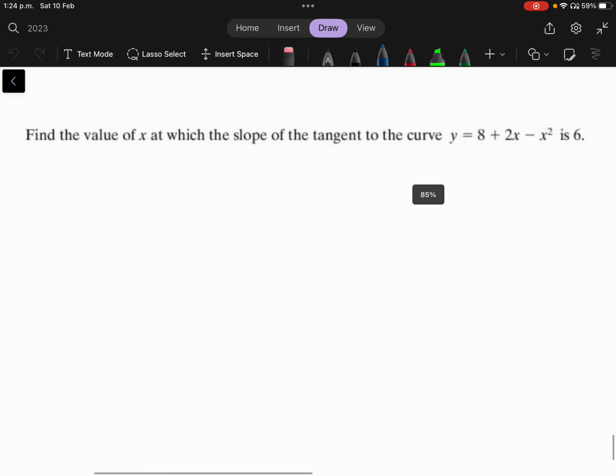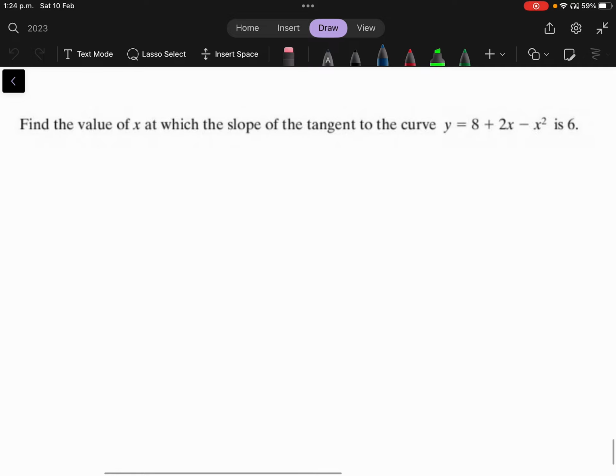Okay, this is the question. So here what they have given us is that the slope of the tangent is 6 at a specific point. Okay, so we have to find the value of x at that point.